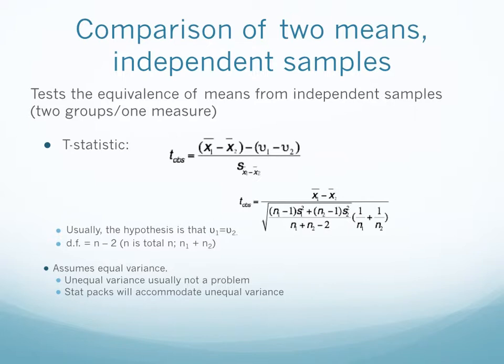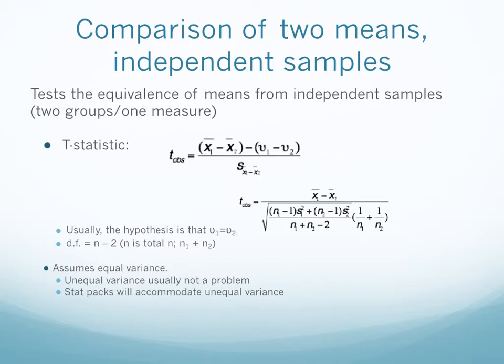The t-test statistic is defined as, in the numerator, the difference between the sample means, x bar 1 minus x bar 2, and the hypothesized difference in the population means, which is mu1 minus mu2. So you're looking at how much the samples differ relative to what's expected, and comparing that again to the standard error of the mean. And the standard error of the mean here is the standard error of the difference between x bar 1 and x bar 2.